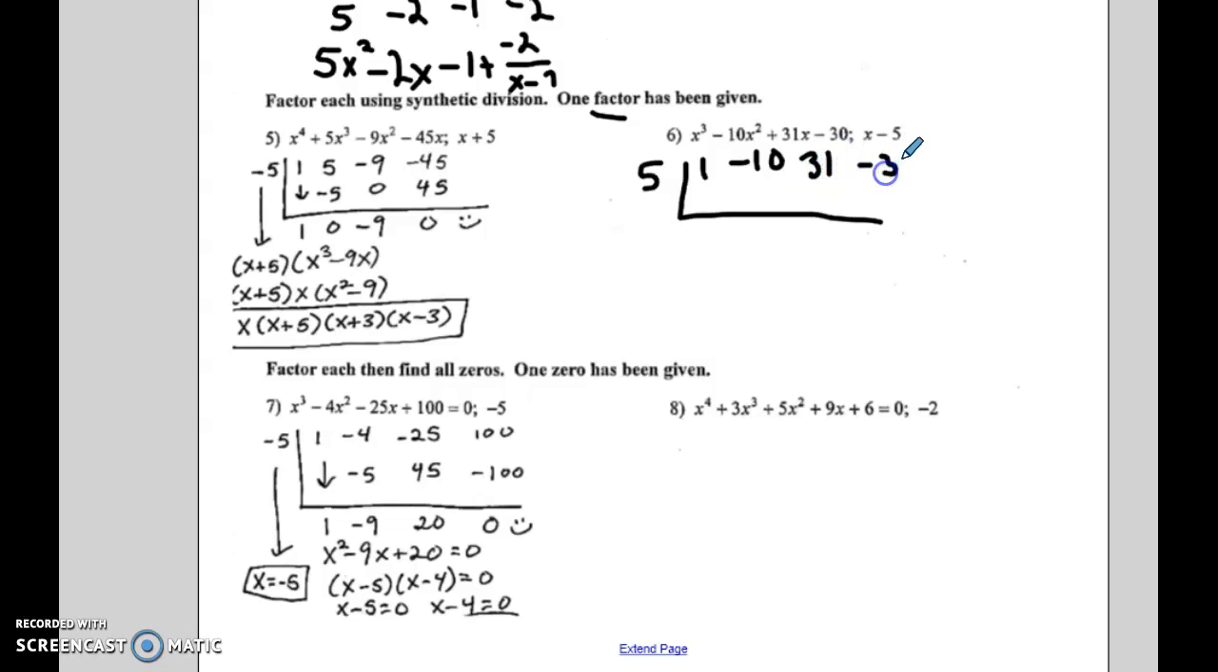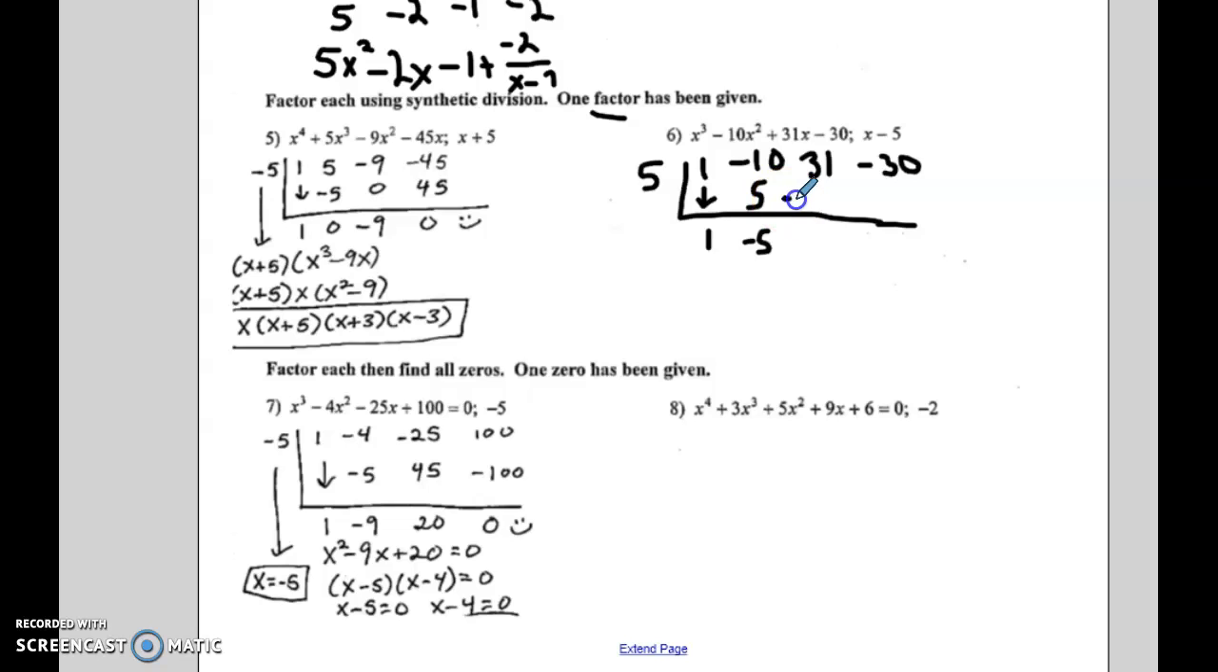Same process we just did in the division. I'm still dividing, I'm just going to get a remainder of 0 at the end. So I drop the 1. From here I just multiply and add. So I'm going to multiply 5 times 1 is 5. I add down, I get negative 5.